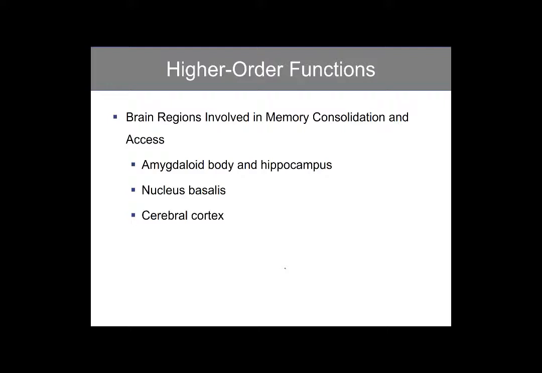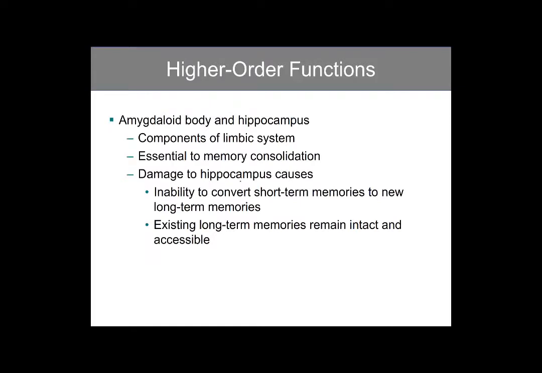Brain regions involved in memory consolidation include three main areas: the amygdaloid body, or the amygdala, the hippocampus, the nucleus basalis, as well as the cerebral cortex. The amygdaloid body and hippocampus are components of the limbic system. You should think emotions. And these are essential for memory consolidation.